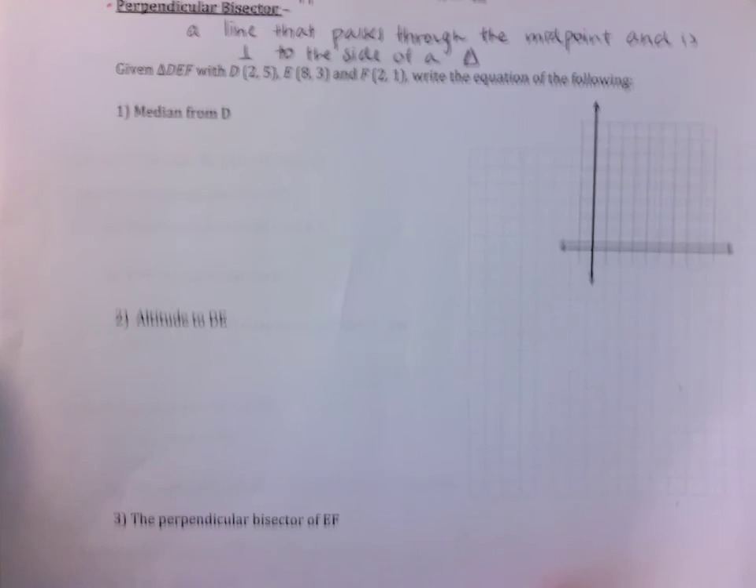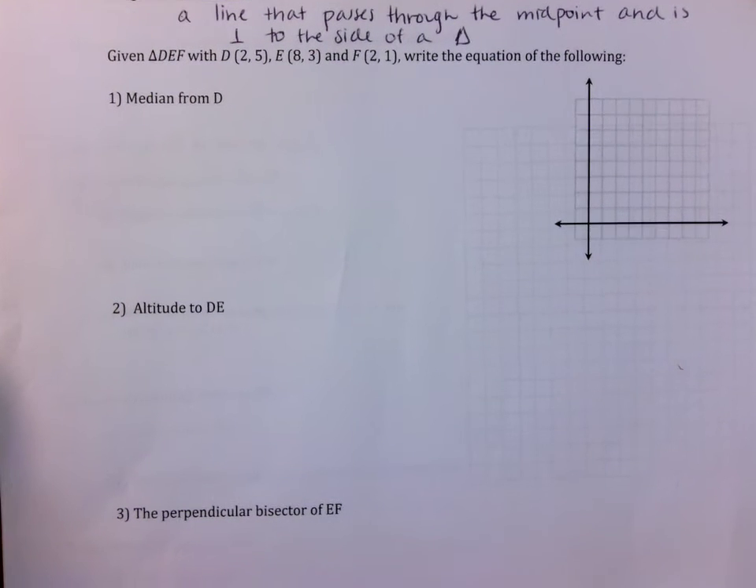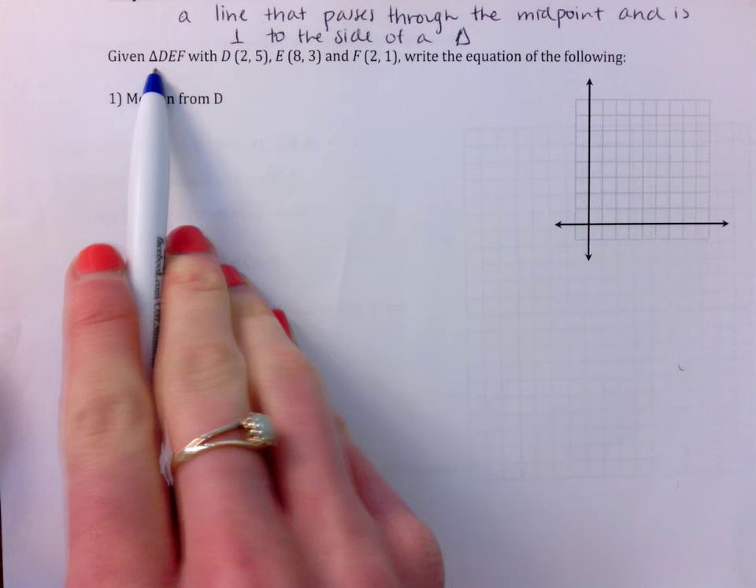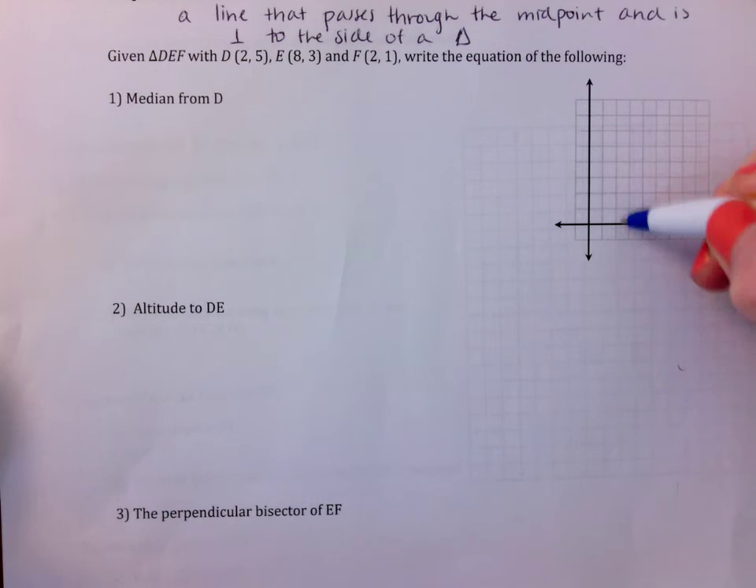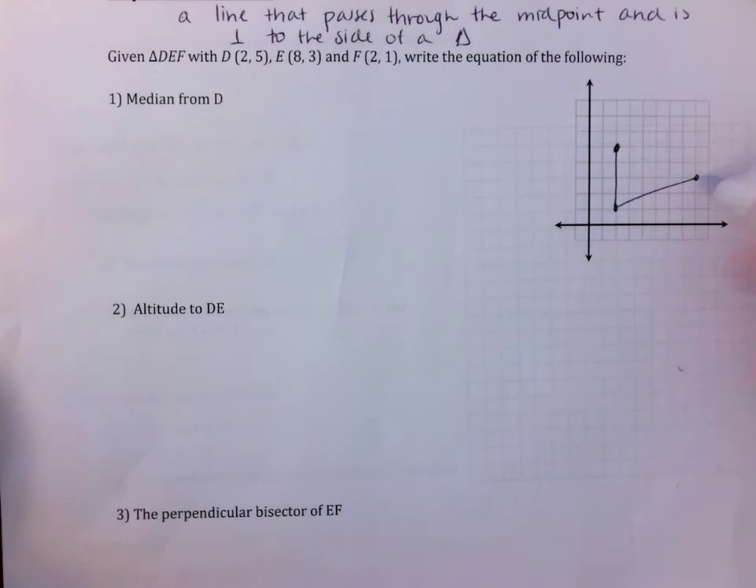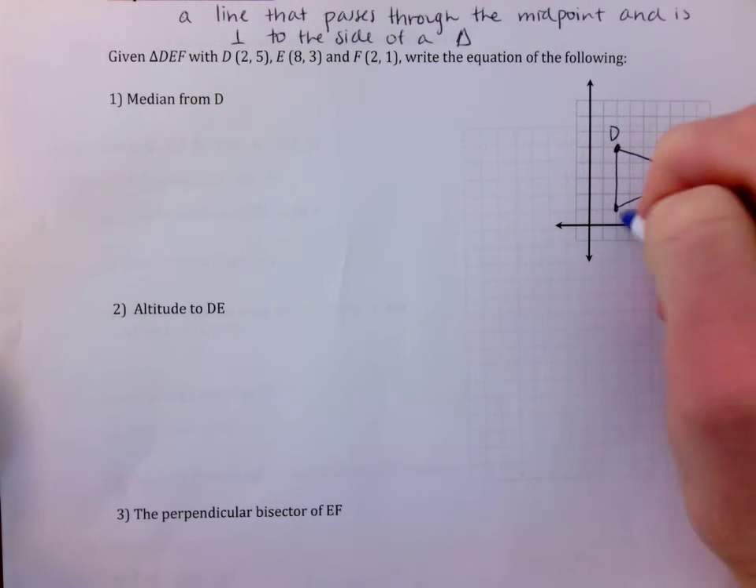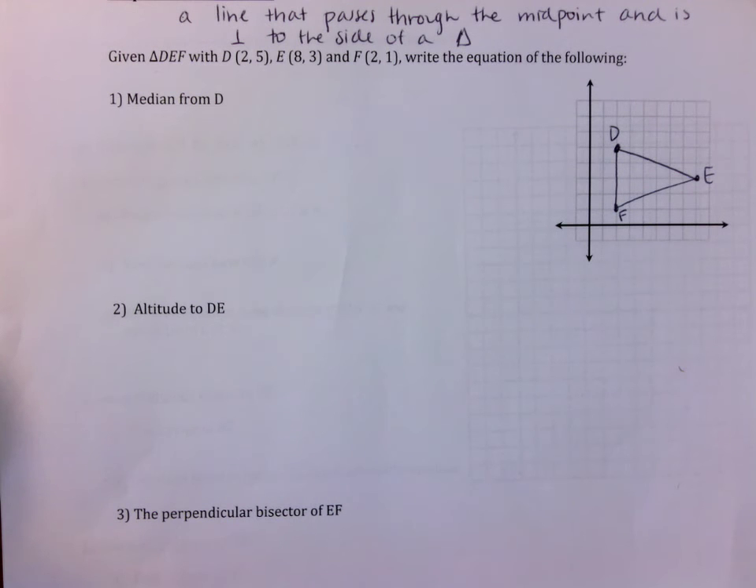Okay, so the first thing we're going to do is we're going to graph a triangle. And that is just going back to whether or not you can graph coordinate points. So we're going to graph the triangle DEF with D at 2, 5. So you can go ahead and do this with me. 2, 5. E is at 8, 3. And F is at 2, 1. So it's going to look like this. After I connect them, I'll label them D, E, F. Okay, so there's our triangle.